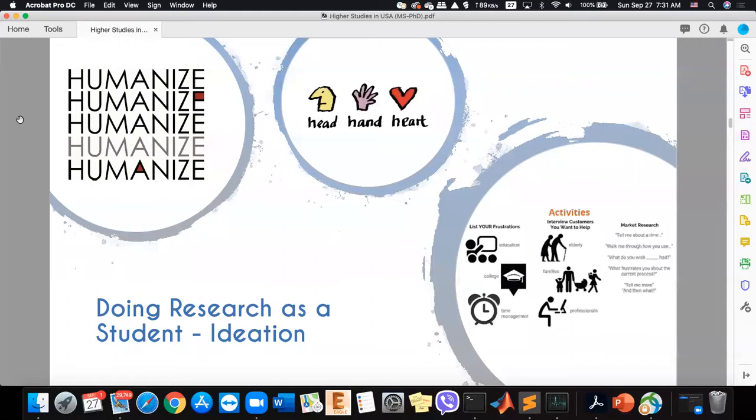So in order to get an idea for a paper, the easiest way to approach a paper is to look at problems around you. There are three key things to formulate the idea for research. You have to combine the head, the hand, and the heart. Essentially, you have to have the logic, you need your dedication and hard work, and the heart means that you have to balance your logic with emotions. And to start, as I said, you have to look for problems in your society.